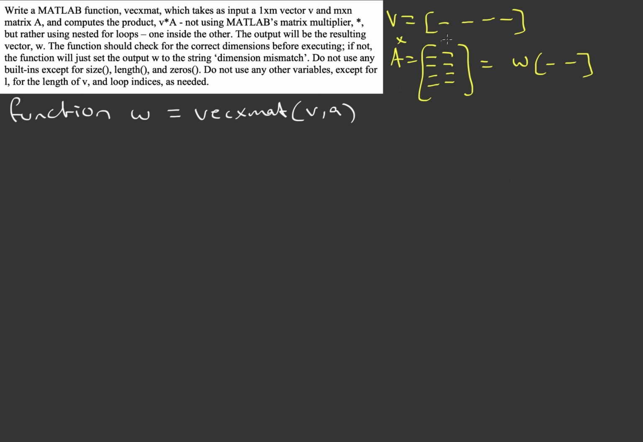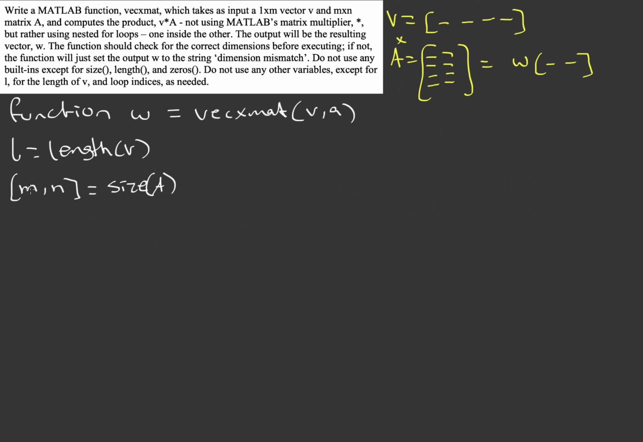Now, in order to do this, you have to find the dimensions of v and A. So I'm going to say the length of v, which is also its column index, how many columns it has, L is equal to length of v. Then the dimensions of A, I'm going to say m, n is equal to size of A, in parentheses.